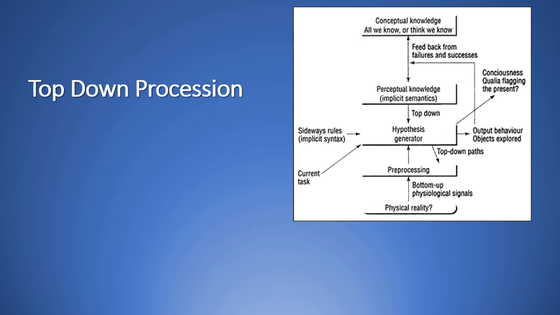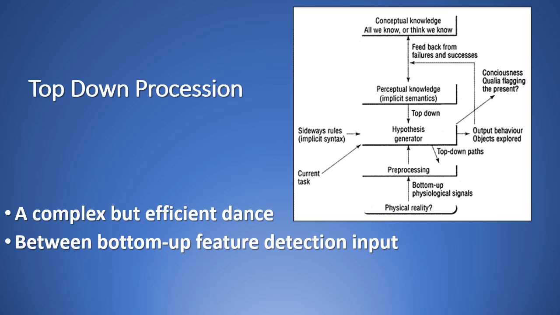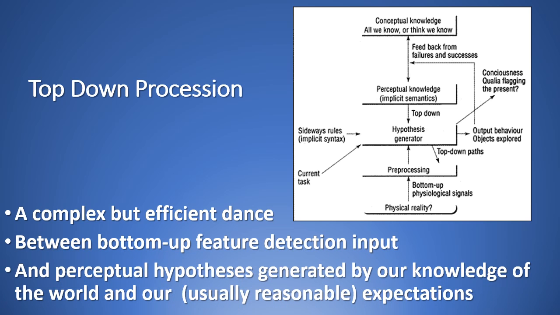Don't worry, I'm not going to test you on that. But this just shows you that top-down processing in combination with bottom-up processing is fairly complex. We're doing a constant balance between take a guess, check your guess, take another guess, check your guess, and so on. I'm going to call it a complex but efficient dance between bottom-up and top-down.